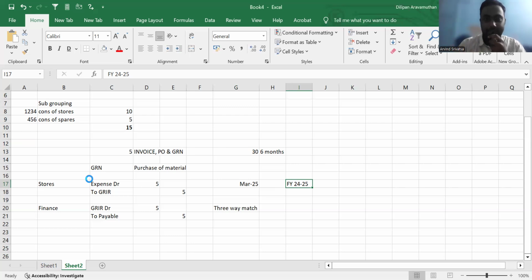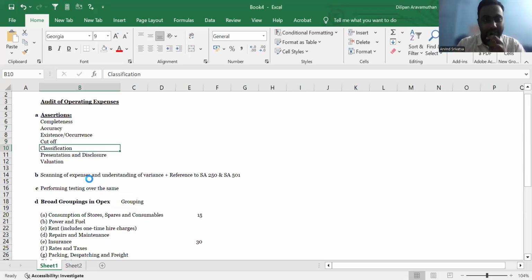I'm not really going into those intricacies now. Maybe when you get to the field level, you will get to know these better. Yes. So this is one thing, guys.